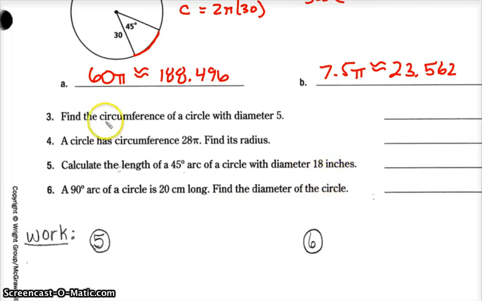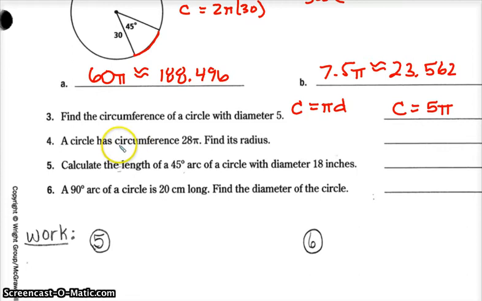Alright, let's try a few problems where we're asked to find some information that might not be given to us. So, for number 3, we're asked to find the circumference of a circle with diameter 5. Well, remember, we can also write circumference as pi times d. So 3 is easily enough, 5 pi.